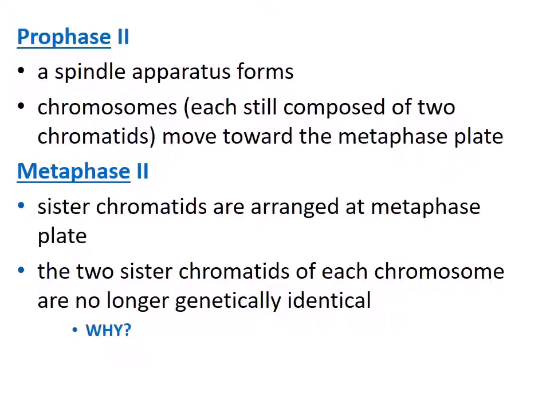Do you know why that would be? It's something that happens in prophase 1. In prophase 1, there's crossing over that occurs. Remember, crossing over is when non-sister chromatids exchange genetic material, so it forms recombinant chromosomes. That's why they wouldn't be the same anymore.